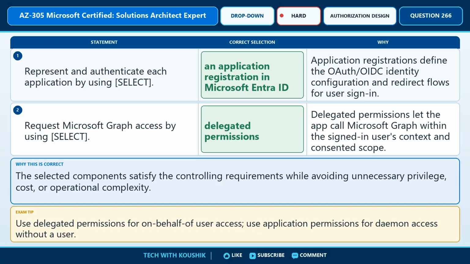The correct value for statement 1 is an application registration in Microsoft Entra ID. Application registrations define the OAuth/OIDC identity configuration and redirect flows for user sign-in. The correct value for statement 2 is delegated permissions. Delegated permissions let the app call Microsoft Graph within the signed-in user's context and consented scope. Keep this examination point in mind. Use delegated permissions for on-behalf-of-user access. Use application permissions for daemon access without a user.